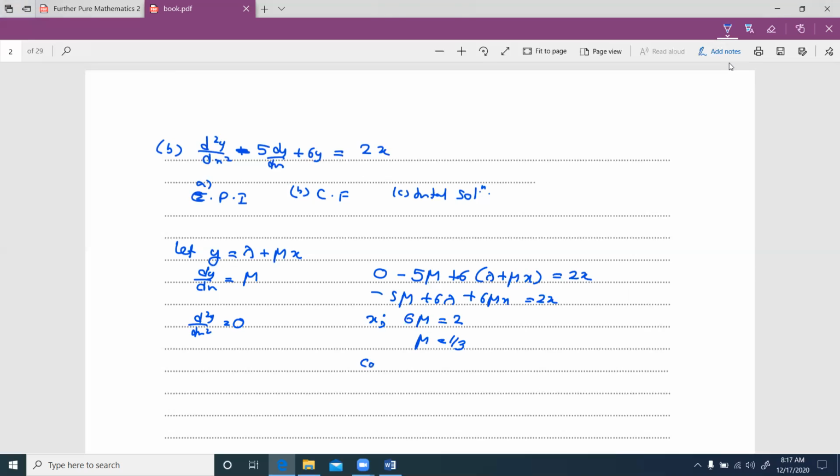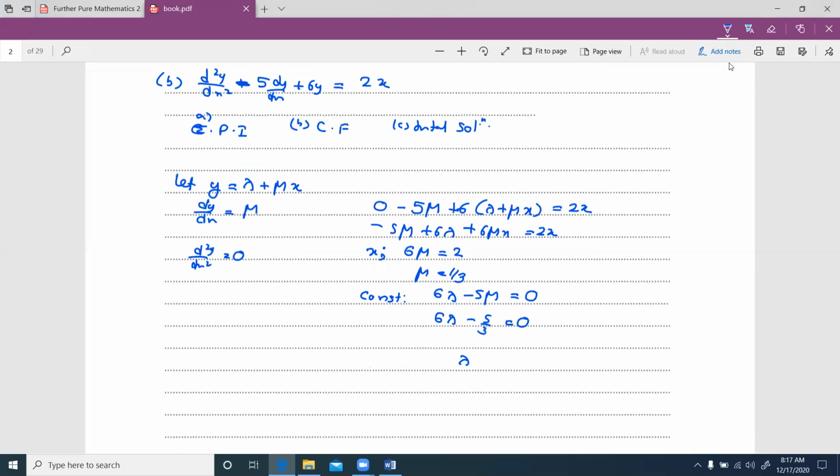Then we will consider the constants. The left hand side, the constant is 6 lambda, sorry, 6 lambda minus 5 mu. And this side, there is no constant. So now you know that 6 lambda minus 5 over 3 is equals to 0. With that you can say lambda is equals to 5 over 18. Then you can write the particular integral. Particular integral is mu is 1 over 3, 1 over 3x plus lambda is 5 over 18.